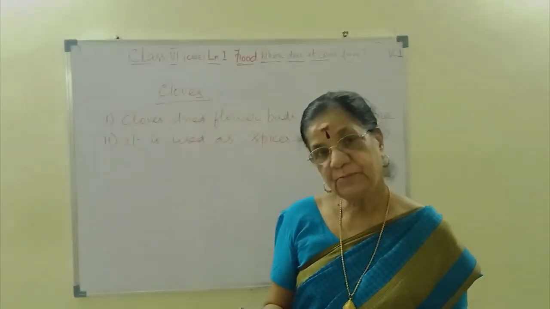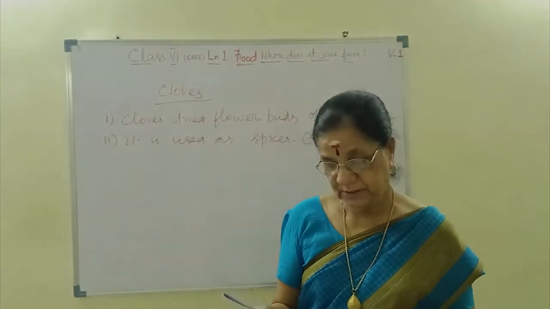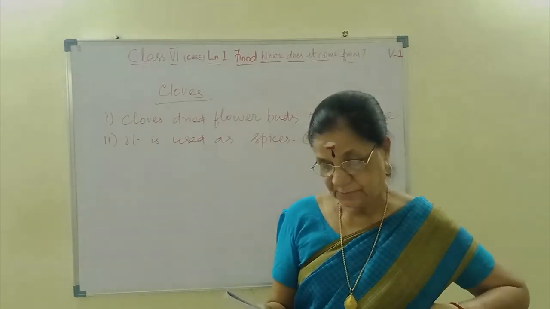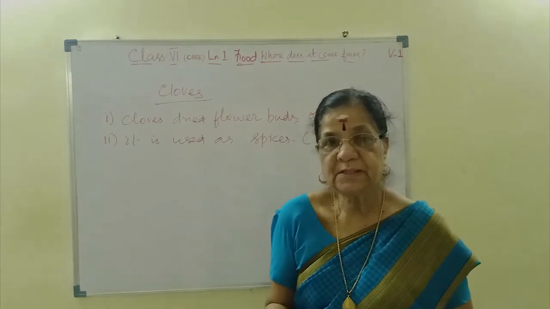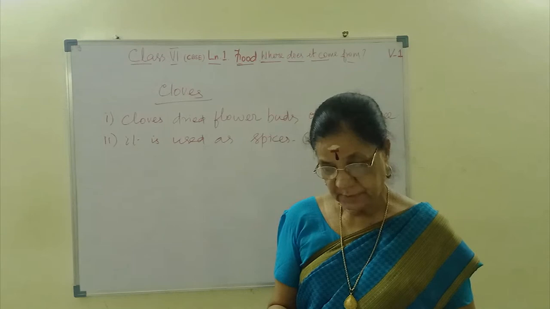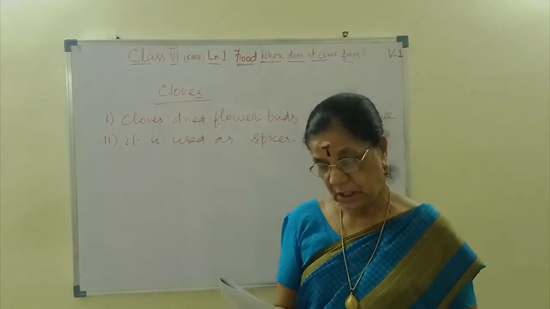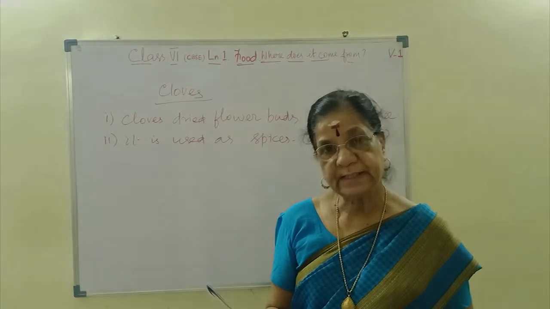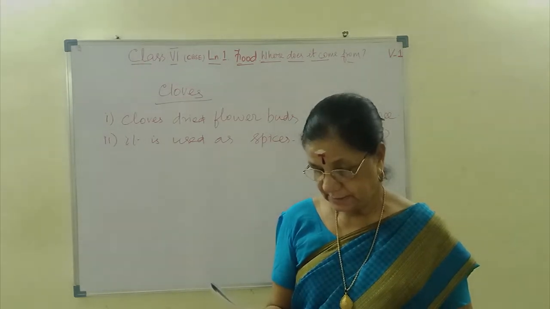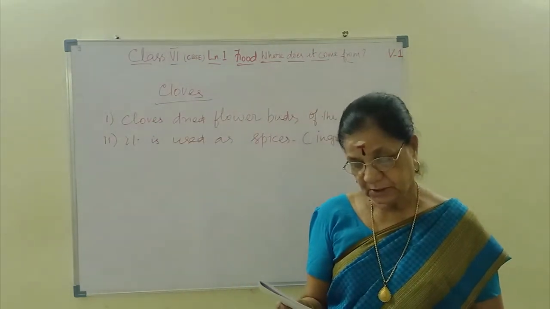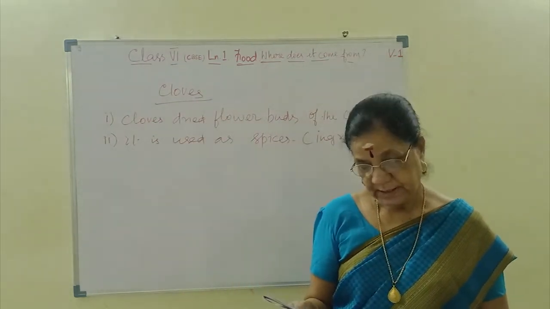So, types of teeth in herbivores: strong, sharp front teeth to cut the food, and flat molars, grinding teeth for chewing their food. Then, what are carnivores? Carnivores are animals such as dog, tiger, crocodile, eagle, which eat the flesh of other animals. They are called carnivores.